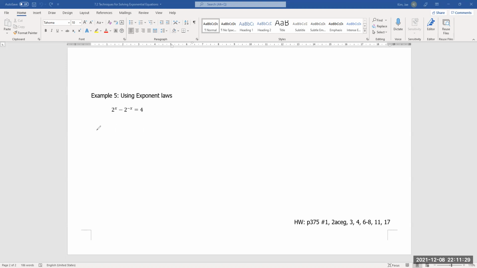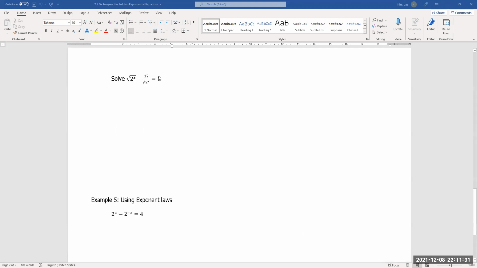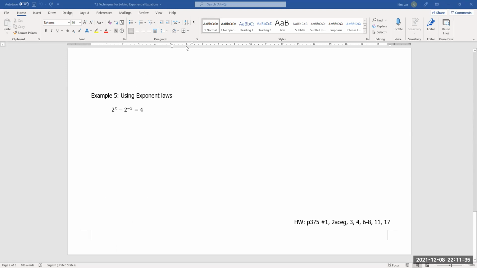Consider this. Just like before, right here, we multiplied everything by an a value so that we get rid of a denominator. We can actually do the same idea to get rid of a negative exponent. How? Multiply everything by 2 to the power of x. Why the heck am I doing this? Well, consider how the negative exponent gets resolved when I do this.